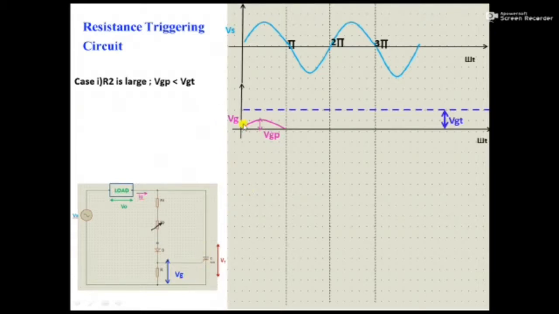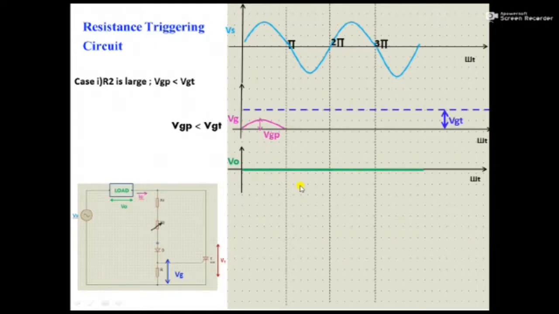That is why your thyristor will be in off state. Now if the thyristor is in off state, let's see what happens to output voltage V0. This is the waveform for output voltage V0 with respect to omega t. So output voltage V0 will be some negligible value. Let's take it as 0. So during positive half cycle it is 0, negative half cycle also it is 0 because the thyristor is not turning on in any half cycle here.